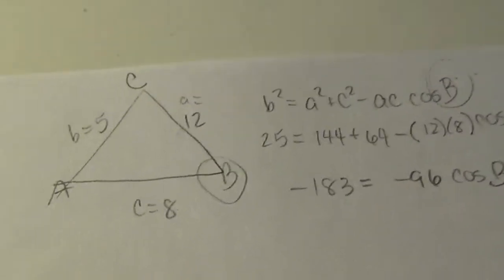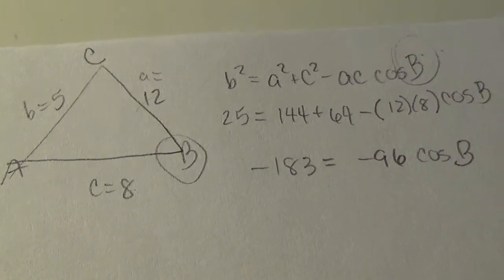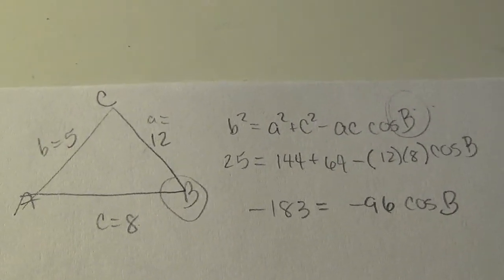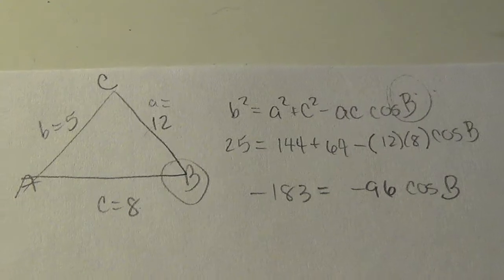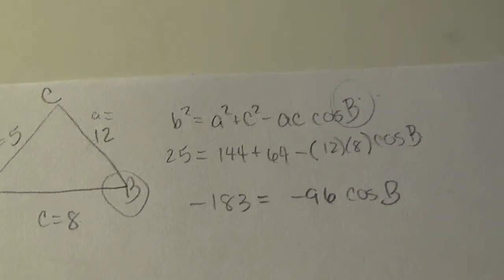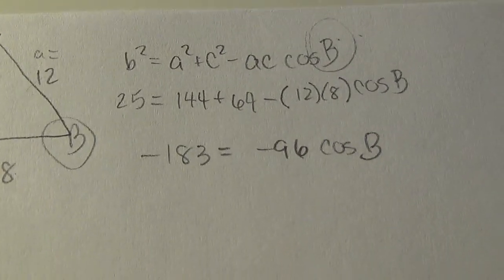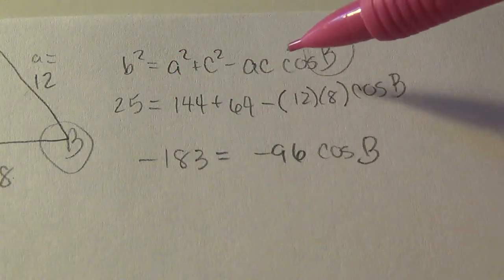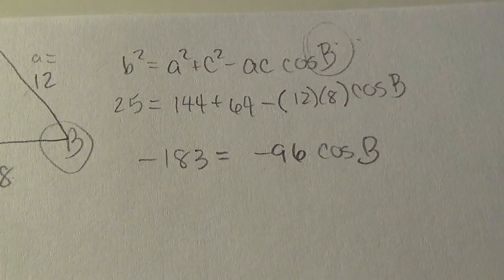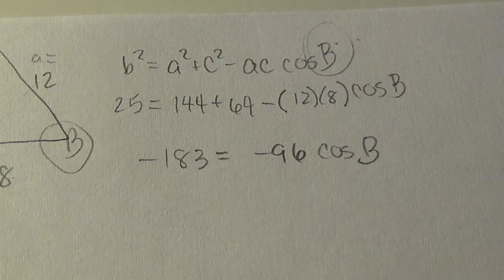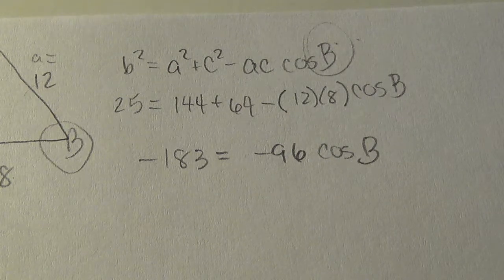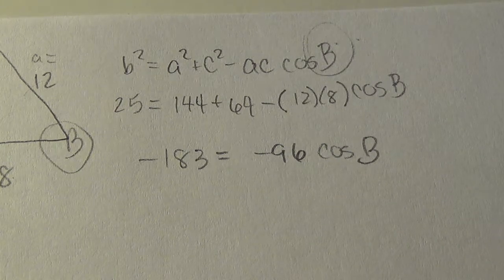Let's see what happened. B squared. B is 25. C is 8. And A is 12. Okay. 25. 144. Just checking my work here. I still get that.